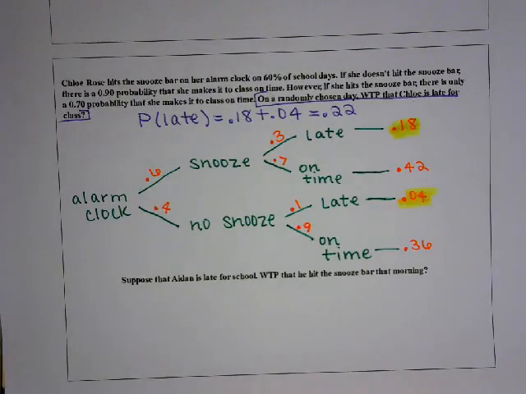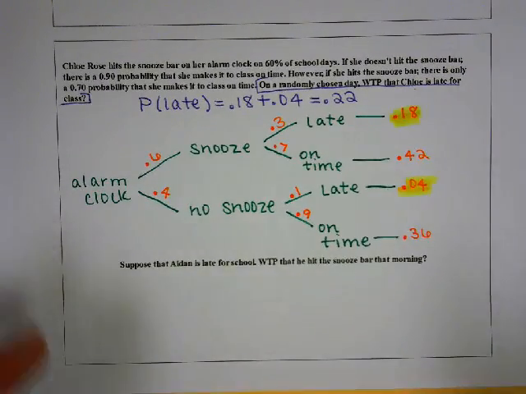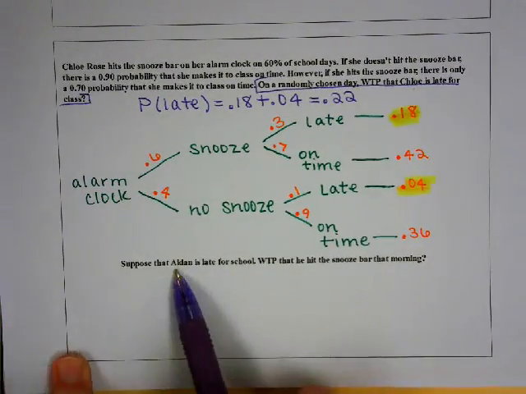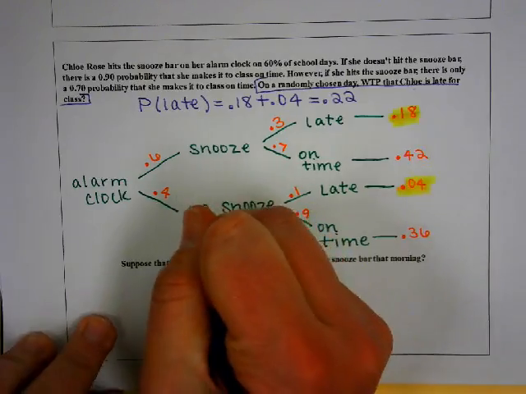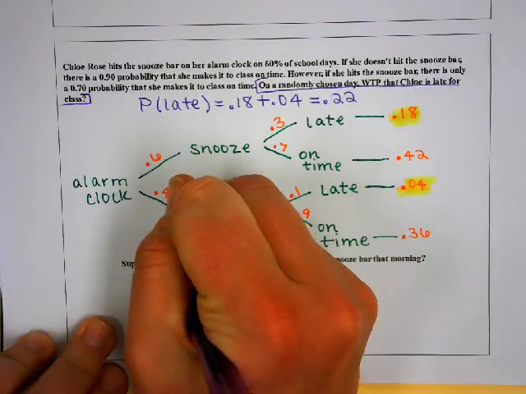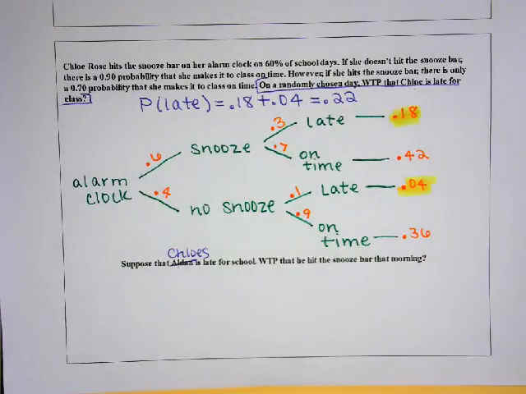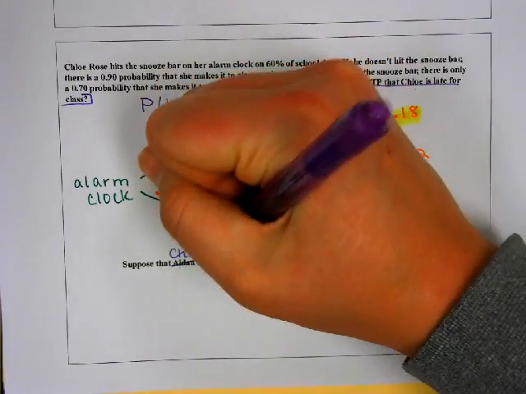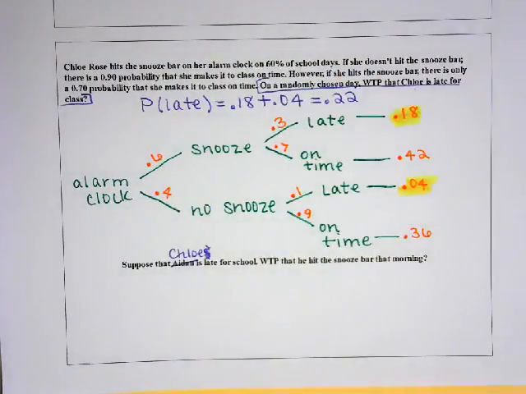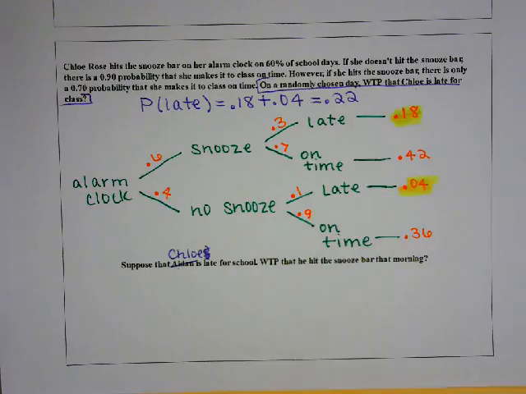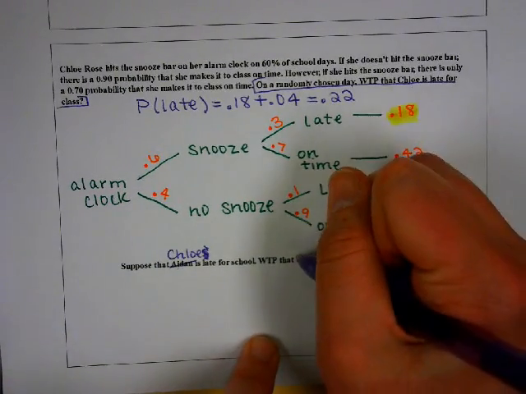And then in my horrible proofreading, I forgot to change last year's name down here. Last year I picked on Aiden. It should still say, suppose that Chloe is late for school. What's the probability that she hit the snooze bar that morning?